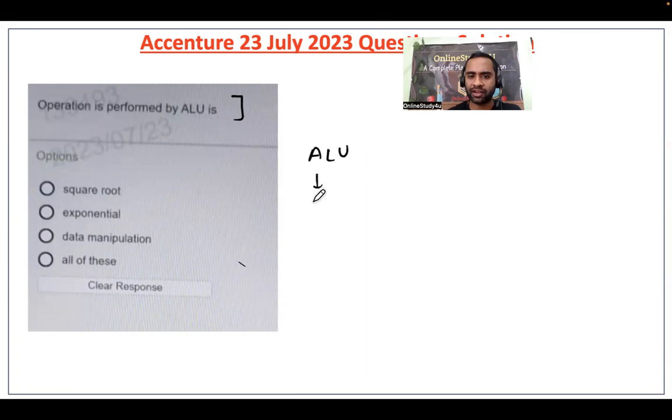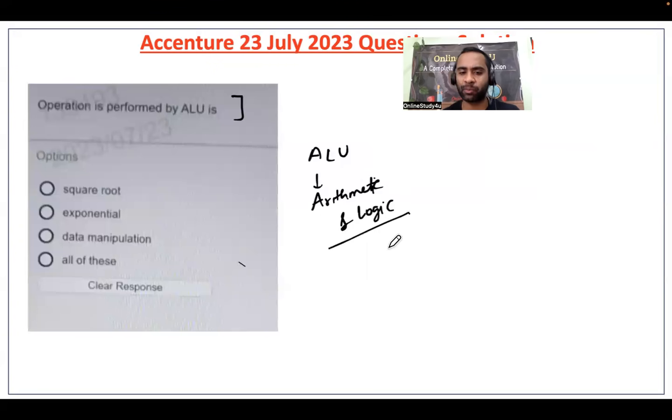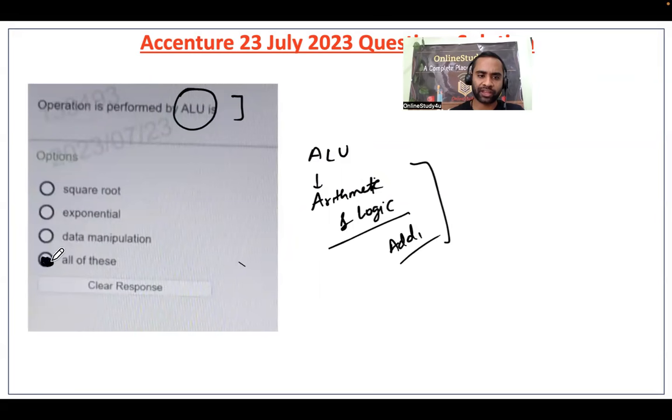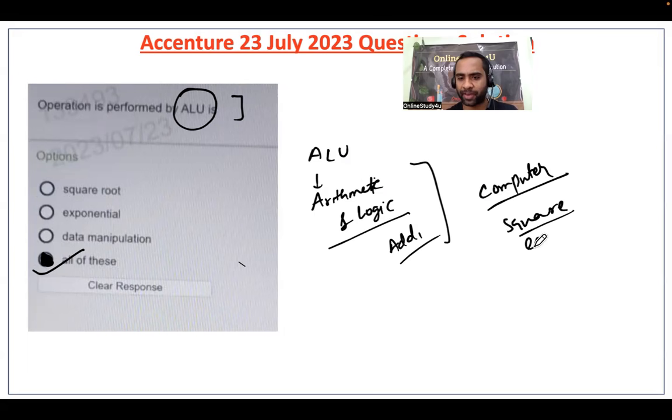Operation is performed by ALU. Friends, ALU is nothing but arithmetic and logical unit. So all this data manipulation like addition, subtraction, square root, exponential, anything with respect to data, this ALU will be able to take that. A computer will be able to perform square root, exponential things, and all this addition, subtraction. So ALU is the part that will be taking care of all these activities.